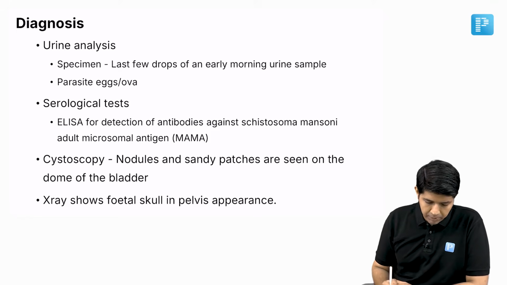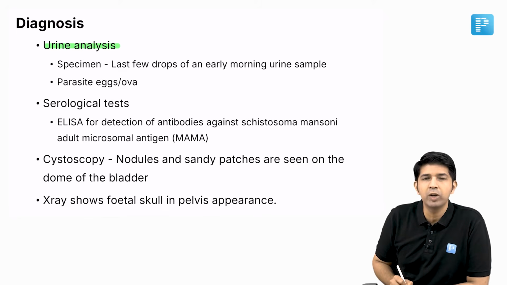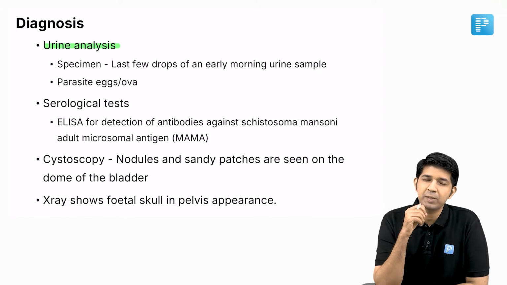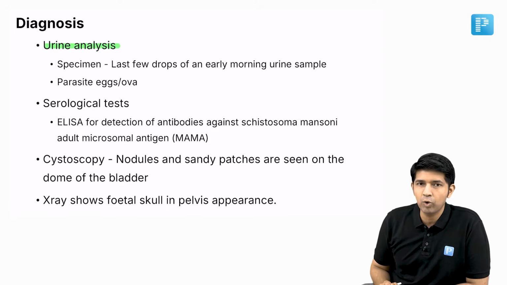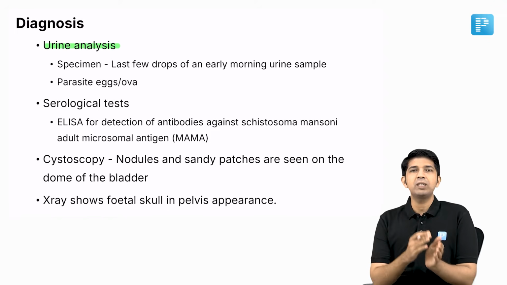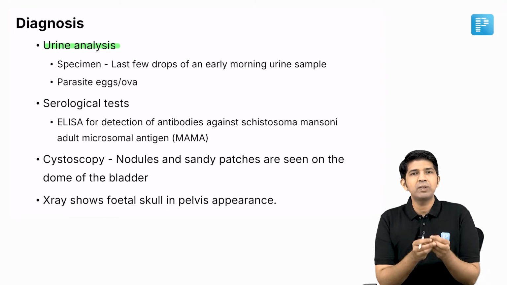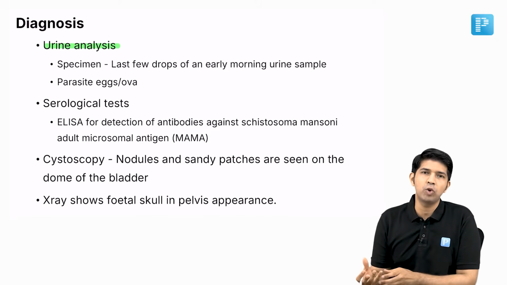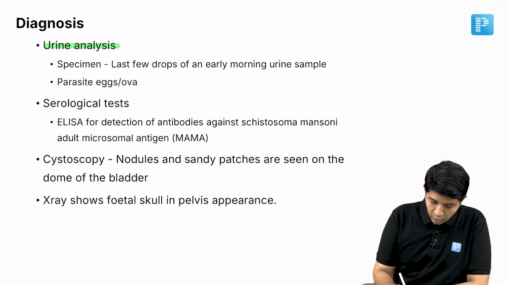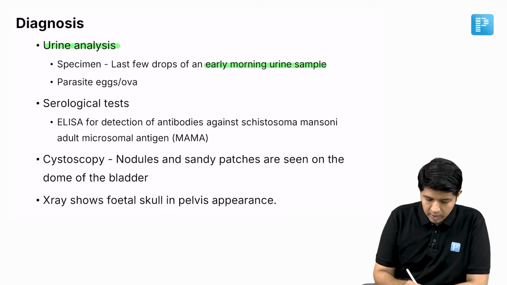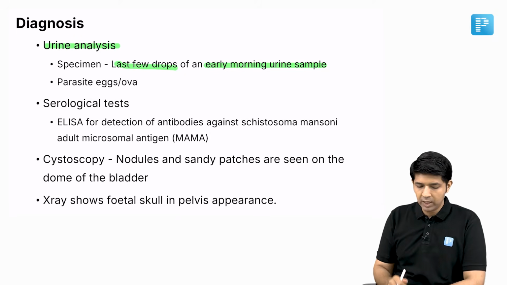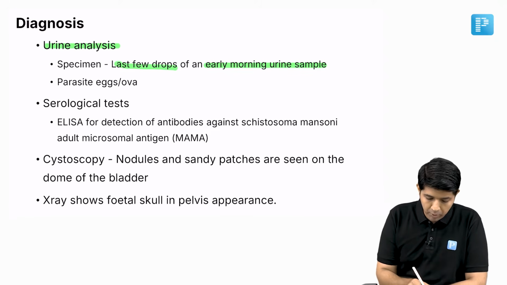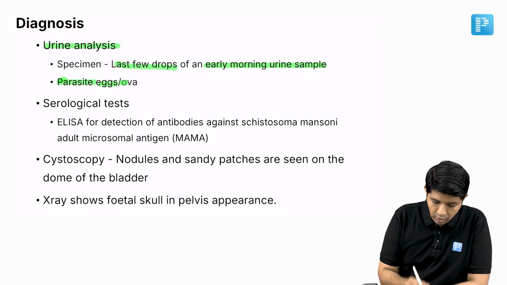So how do we diagnose this particular condition? First and foremost, we will do a urine analysis. Now you need to know how we are going to collect this specimen of urine. The urine that we collect should usually be the terminal urine. Okay, that is why we said terminal hematuria. So we need to collect the last few ml or the last few drops of the urine that comes out, and that also specifically an early morning urine sample. So last few drops of an early morning urine sample is what we are going to collect, and in that particular sample you should be able to demonstrate parasite eggs, or the ova.